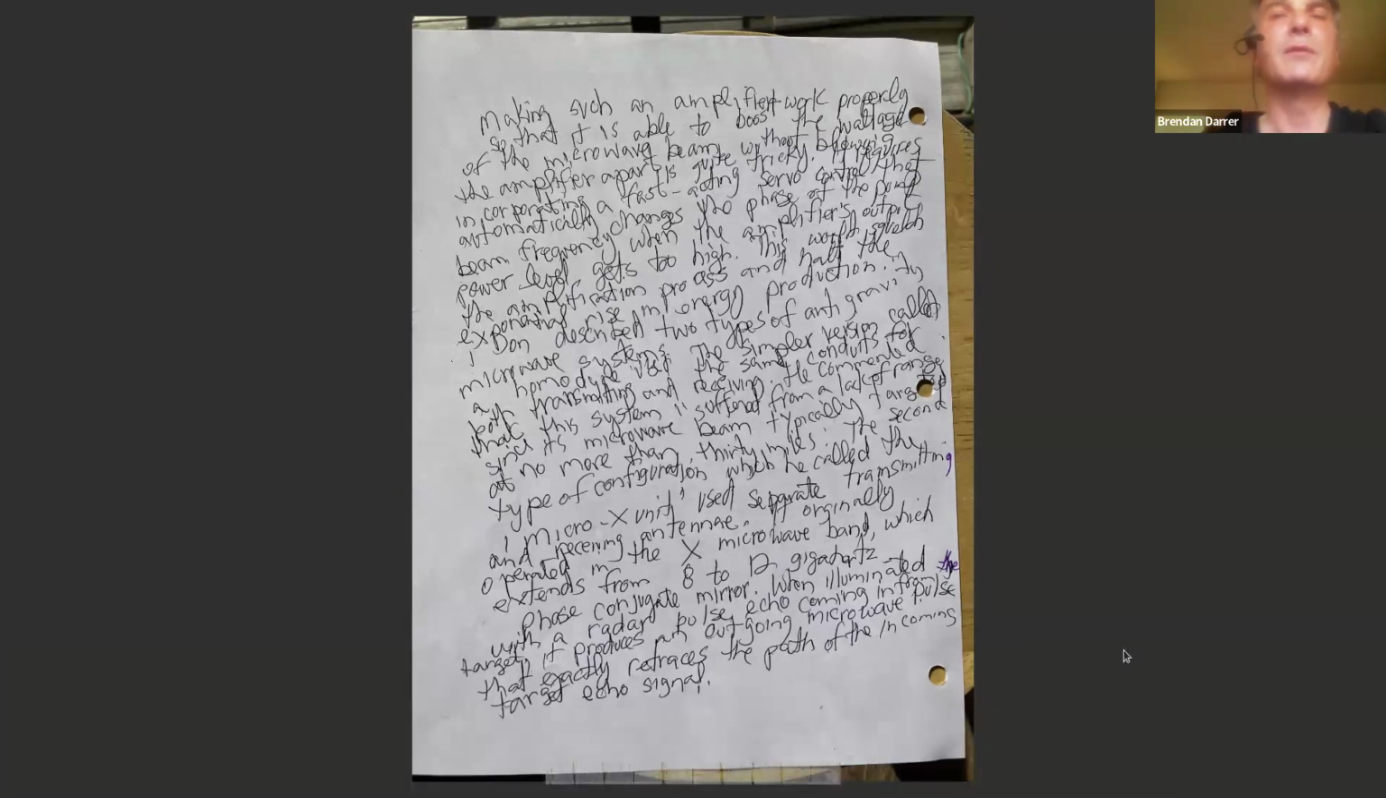that, let me just read that bit again. When illuminated with a radar pulse echo coming in from the target, it produces an outgoing microwave that exactly retraces the path of the incoming target echo signal.